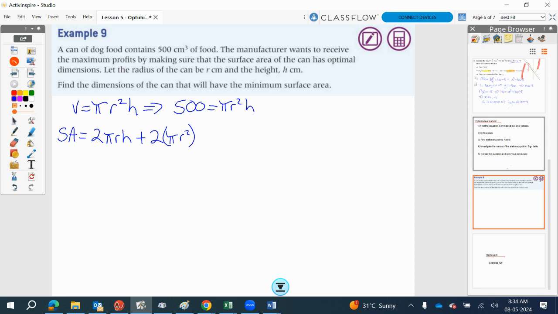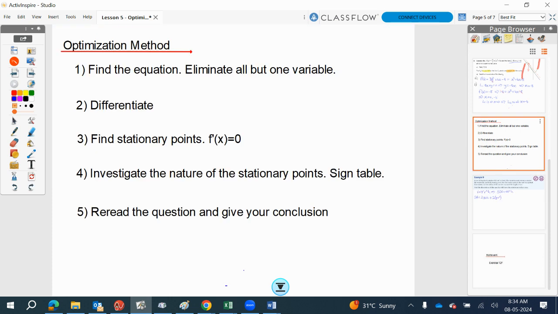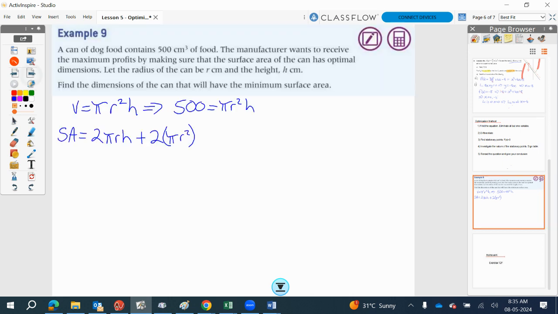So step 1 of the method. We found the equations, but we need to eliminate all but one variable. We have 2 variables. What are the 2 variables we have? We have r and h. We need to get rid of one of them. So we're going to use this first equation. This is typical of these type of questions, to eliminate h.